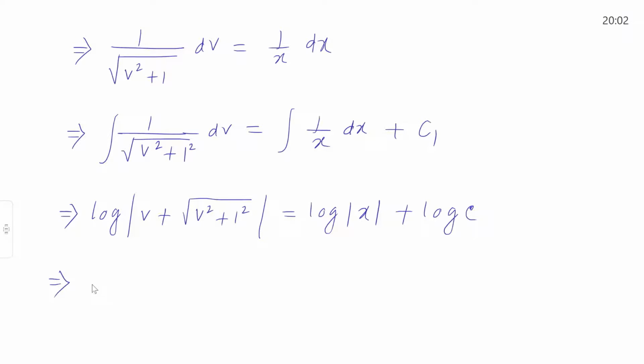Now this implies log of v plus root over v square plus 1 (v square plus 1) is equal to, this is simply log of cx, right? Cx. Then eliminating log from both sides.